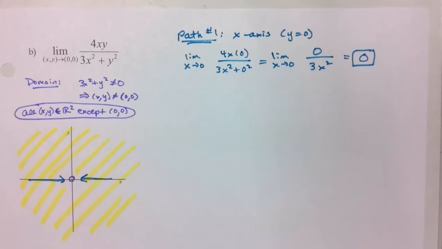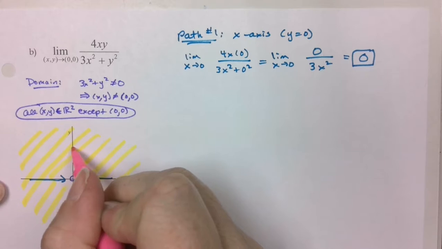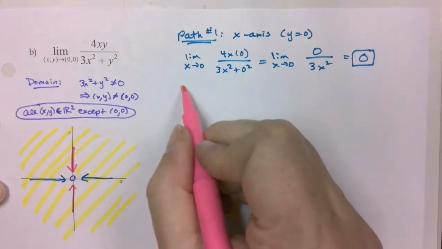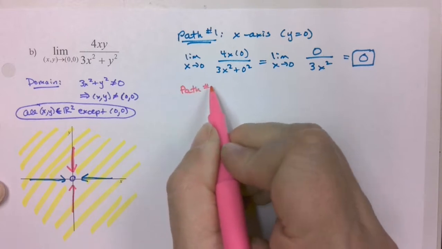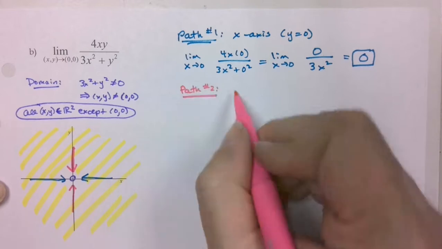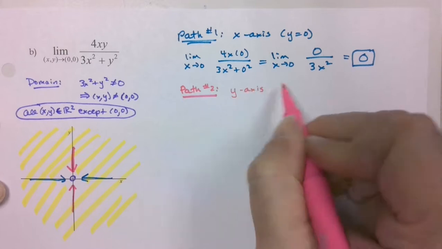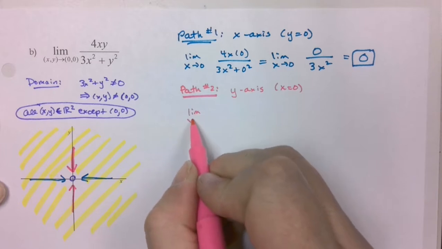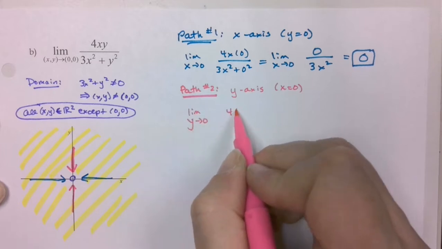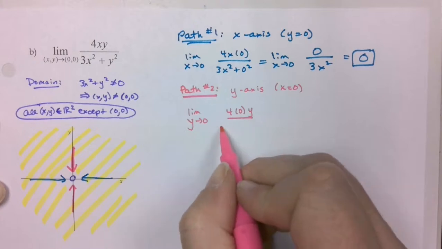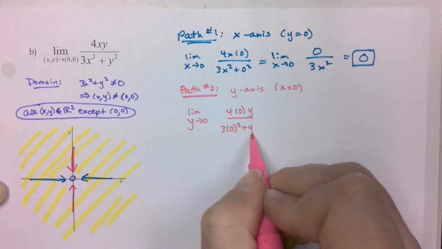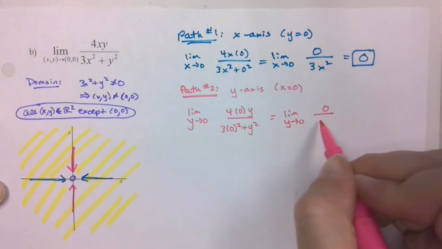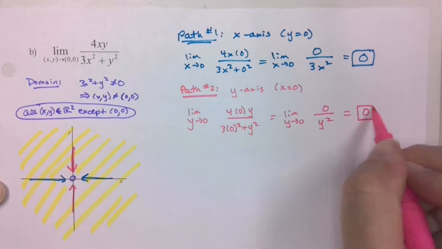All right. Similarly, the y-axis is actually going to have similar problems. So if I put the y-axis, which is our path number 2, and in the last problem this worked out, and path number 2 was all we needed. But I think we're going to run into a little bit of problems here. Matter of fact, I know we are. If I let x be 0, I'm going to have the same problem in my numerator as I did before. It'll be 4 times 0 times y over 3 times 0 squared plus y squared, which again is the limit as y goes to 0 of 0 over y squared, which is 0.